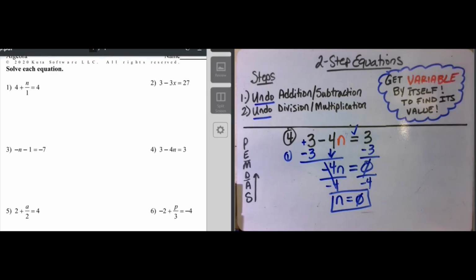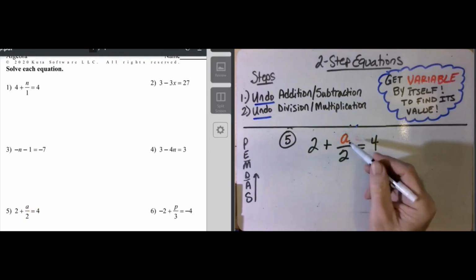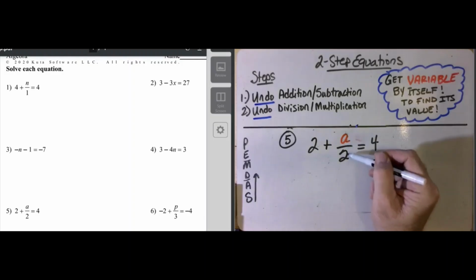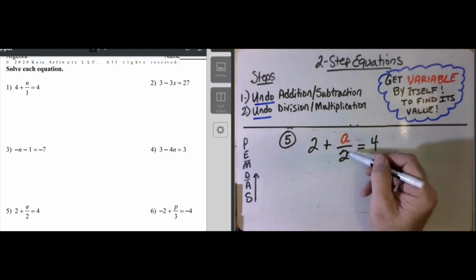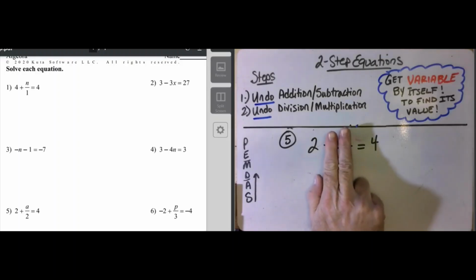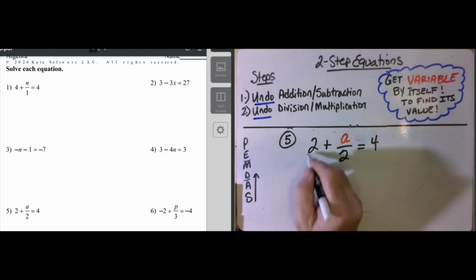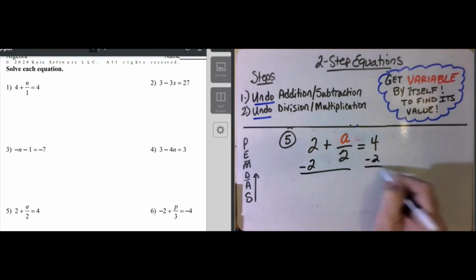Let's move on to number 5. Identify the variable term. In this case, it's a over 2. The variable is a. The term is plus a over 2. So what's on that side of the equal sign that we need to move to get a over 2 by itself? The 2, right? It's a +2. We're going to do the opposite. It's -2. Whatever we do on one side of the equal sign, we need to do to the other.